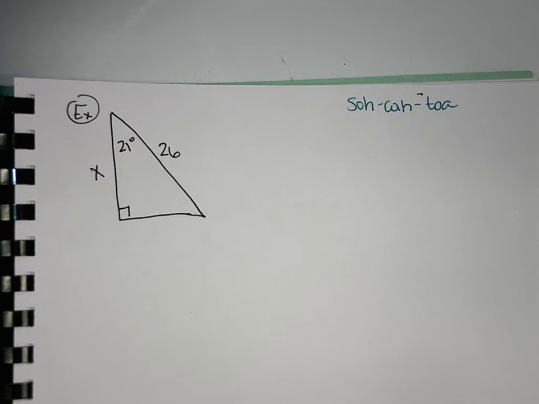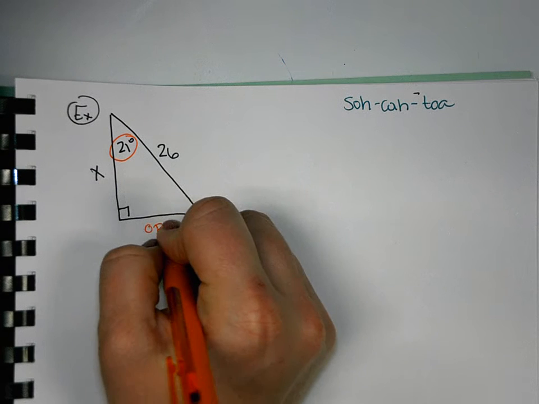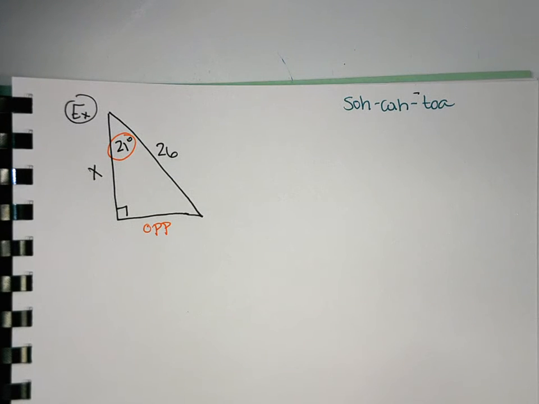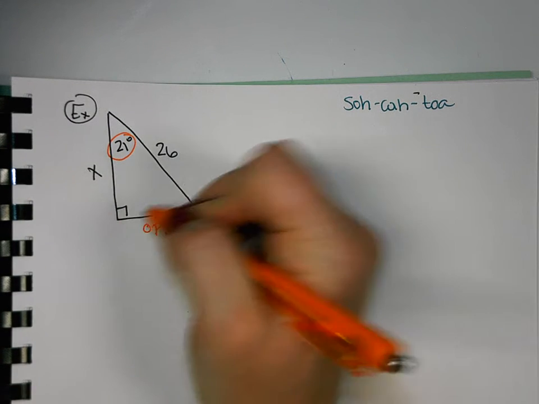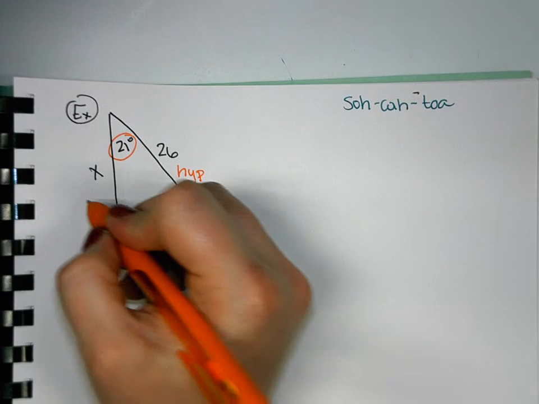You think it's going to be tangent? No, I don't. Okay, let's start off. Which side's opposite of our angle? So here's our angle. Which side's opposite? The blank one. Okay, but we're going to still label it just to make sure. Which one's the hypotenuse? 26, because it's across from the 90. And that leaves adjacent to be x.